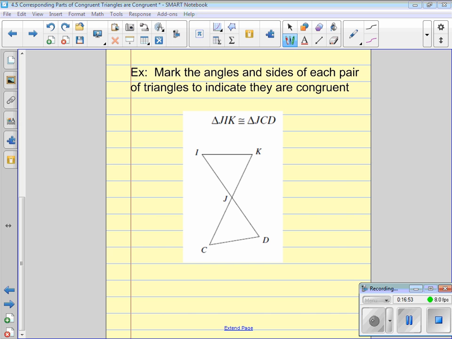Now try this one. Put me on pause. See if you can do this one. There's the sides marked. Hopefully you're now predicting how my marks are going to go. And if you are, then you're understanding my philosophy of how to mark these things.